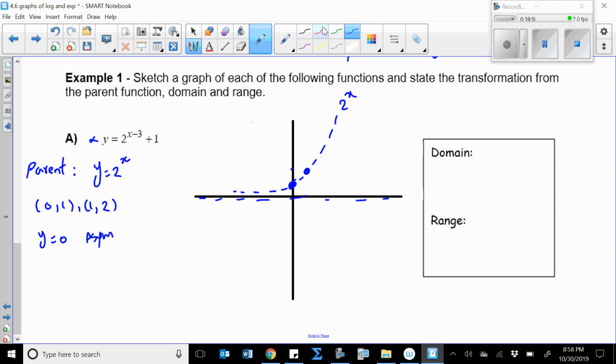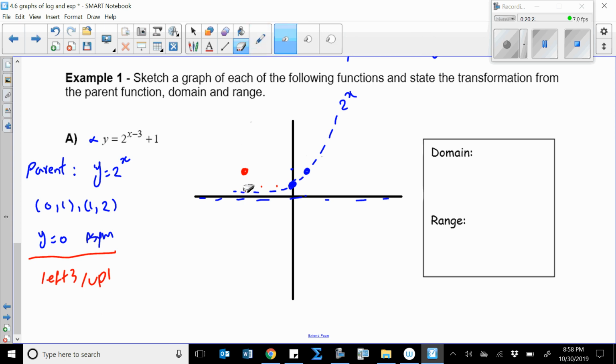Now, what transformations do I see here? I see right 3 because of x minus 3, and also up 1. So anything on this function will be moved 3 units horizontally and up 1. So I'm going to move this point 1, 2, 3, and then up 1. So it's here. And this point also will be moved 1, 2, 3, and up 1 here.